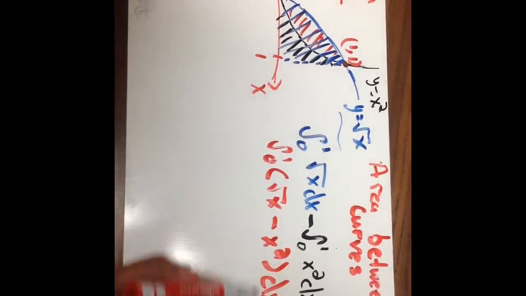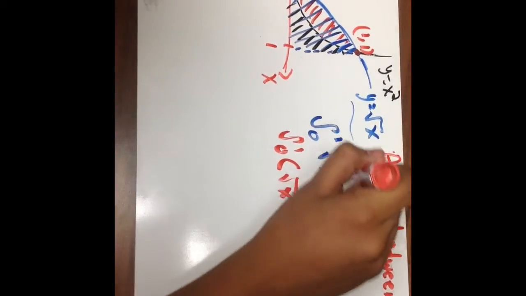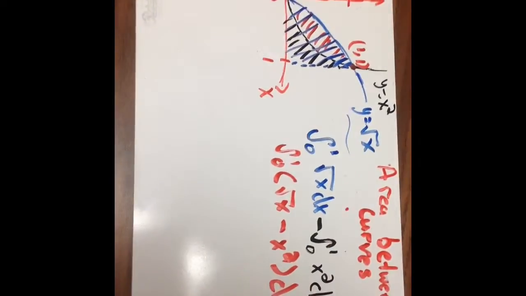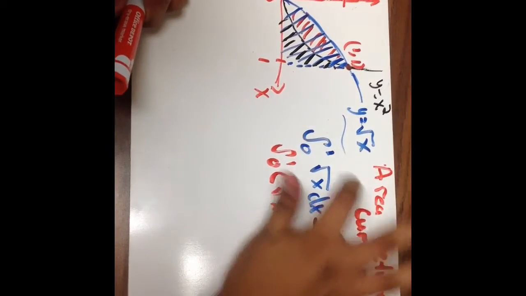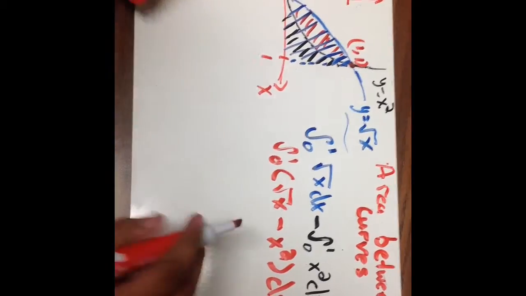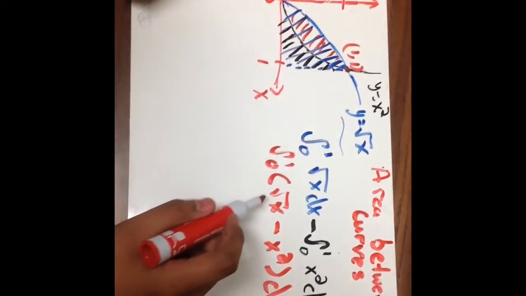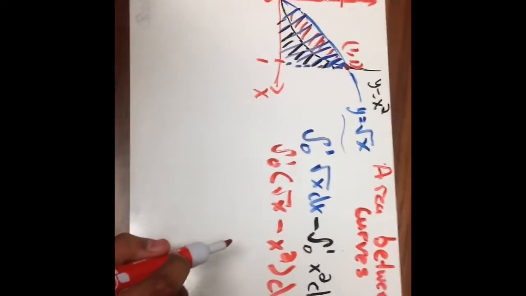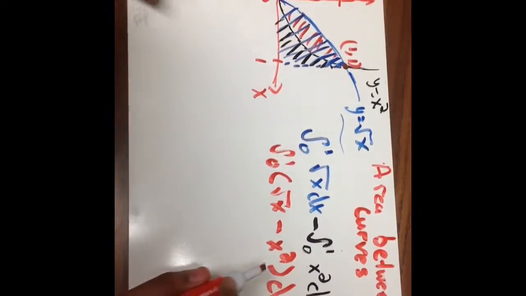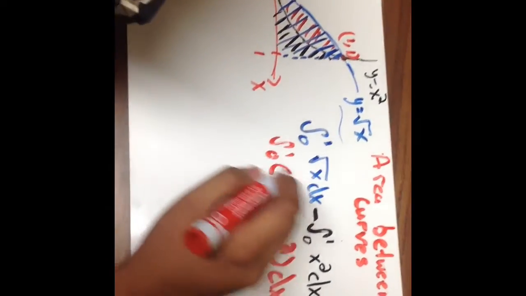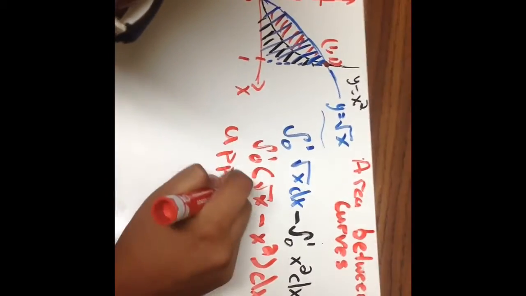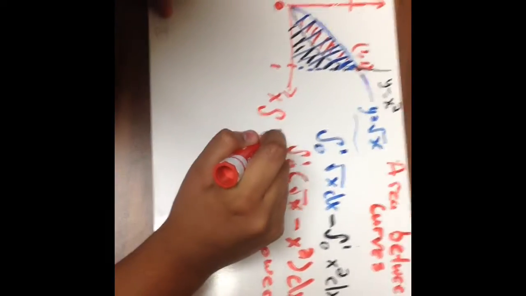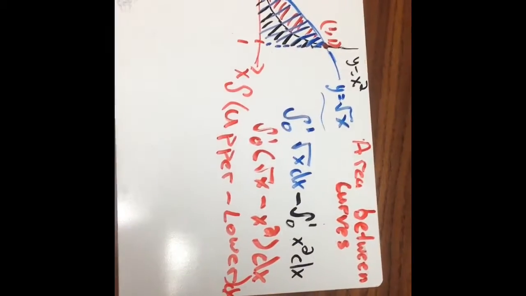So this would be the normal equation for all area between curves. The square root of x is first because it is the upper curve, as it is going up above x squared. And x squared is the lower, so that's why it's second. And the rule is upper minus lower dx. That's how you find area between curves.